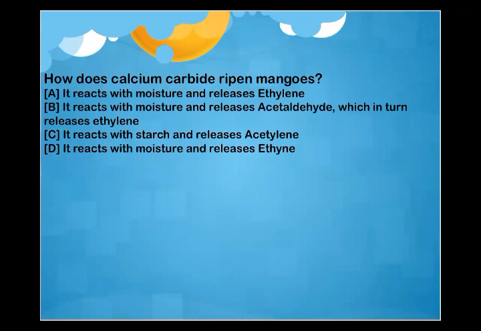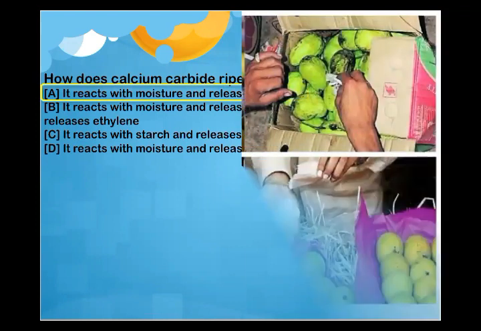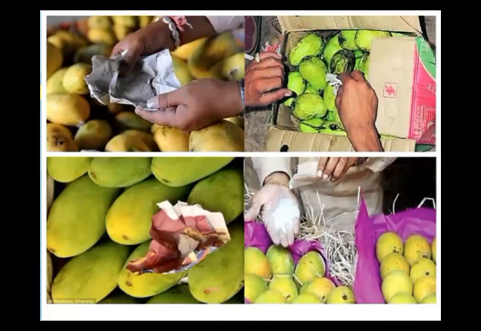How does calcium carbide ripen mangoes? In fact, calcium carbide is a chemical compound used to enhance the action of the fruit ripening plant hormone ethylene. The calcium carbide reacts with moisture and releases ethylene. The ethylene facilitates the ripening process further. This is done artificially by fruit handlers, who try to enhance the fruit ripening activity of the ethylene hormone.